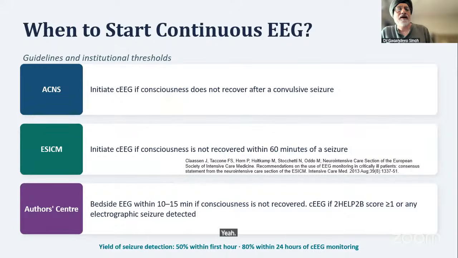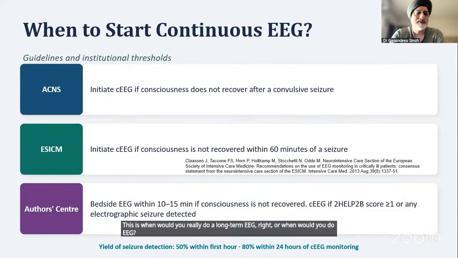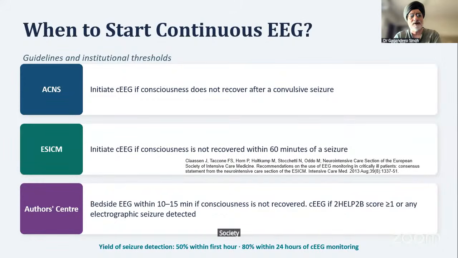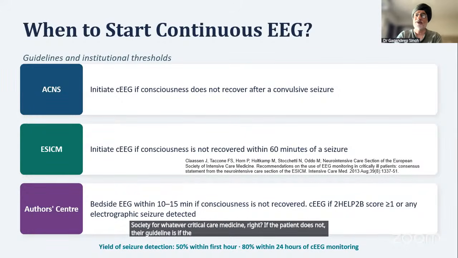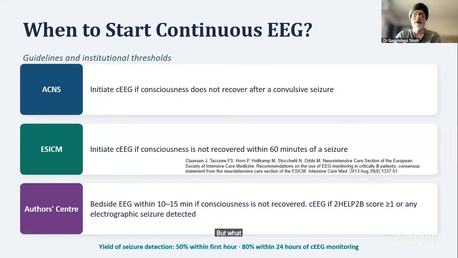And this is when would you really do a long-term EEG, right? Or when would you do EEG? And we have some criteria for that. The ACNS says if the patient does not recover consciousness after a convulsive seizure, the European Society for Intensive Care Medicine guideline is if the patient does not recover consciousness within 60 minutes of a seizure. But what we basically do is we try to hook the patient onto the EEG as early as possible.